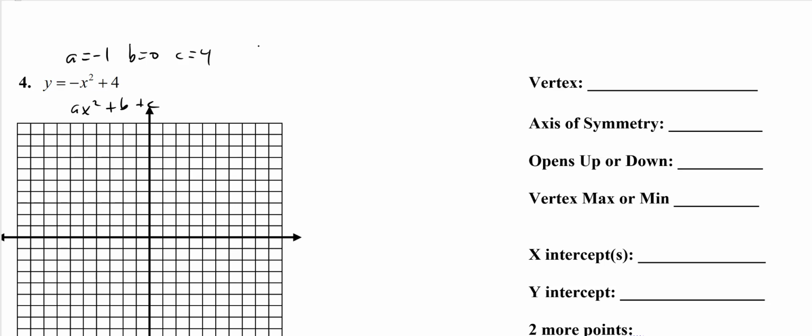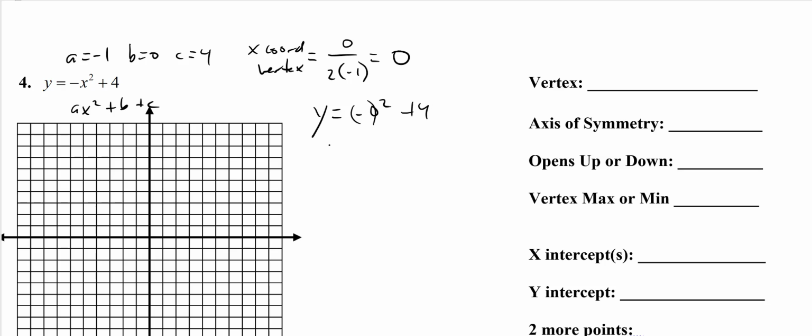So the x coordinate of the vertex is opposite of b, which is 0 over 2 times -1, which is really 0. Anything 0 over anything, if b is 0, the whole thing is 0. So for this vertex, when I plug the 0 back in, y is equal to -0 squared plus 4. Of course, this is just 0. So 0 plus 4 is 4. So my vertex is going to be 0, 4.